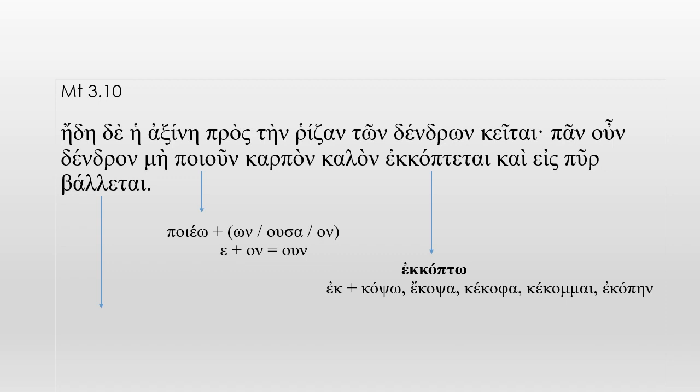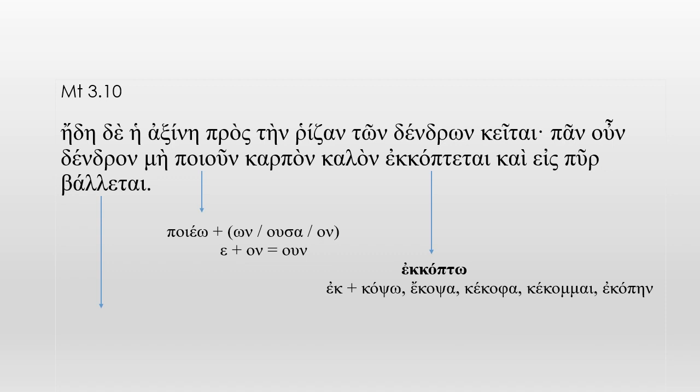Okay, so every tree, sorry, the subject was pan dendron. Every tree is going to be rooted out. It's in a present form. That does not make a good fruit. Or we can switch to simply the sentence structure: every tree that does not make a good fruit is going to be rooted out. Ek koptete with the passive.